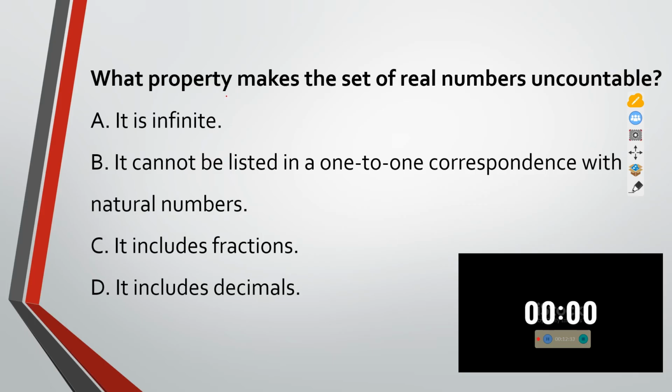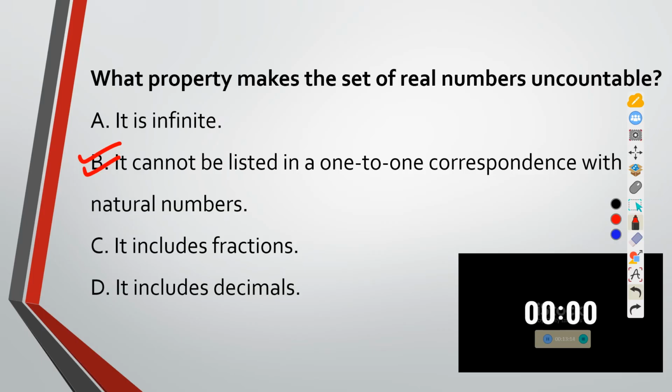So let us look at the answer here, but it should now be clear because they are saying what property makes the set of real numbers uncountable. So the property that makes the set of real numbers uncountable is that it cannot be listed in a one-to-one correspondence with the set of natural numbers. Because we said a set is uncountable if it is infinite and there does not exist a bijection or a one-to-one correspondence between its elements and the elements of the set of natural numbers.